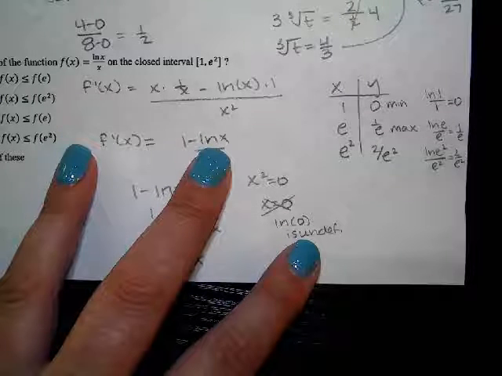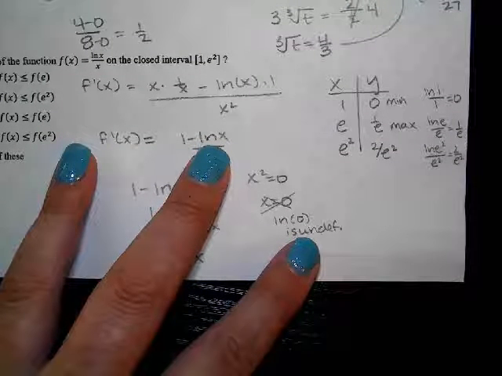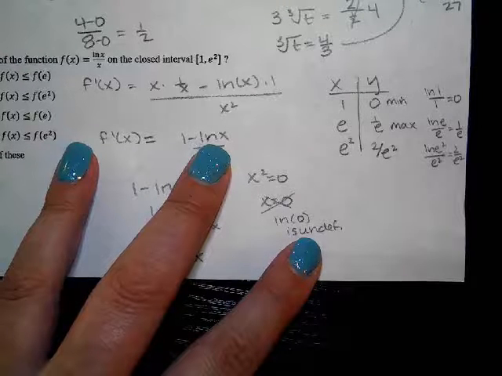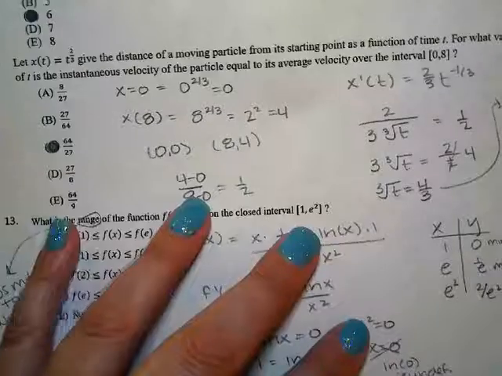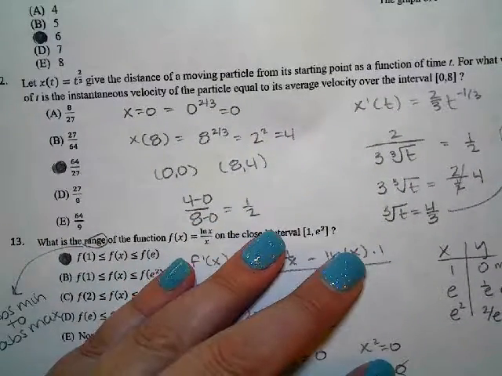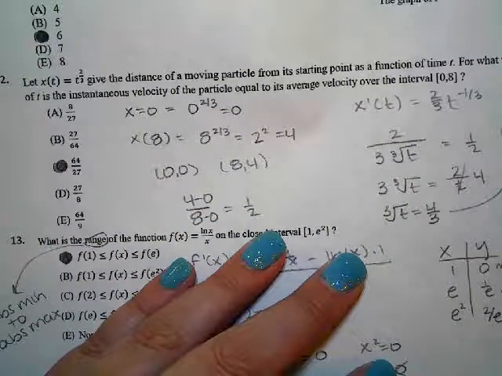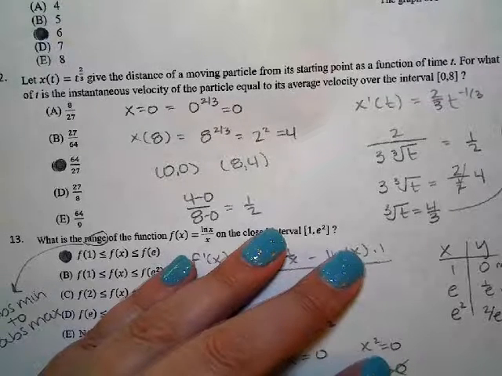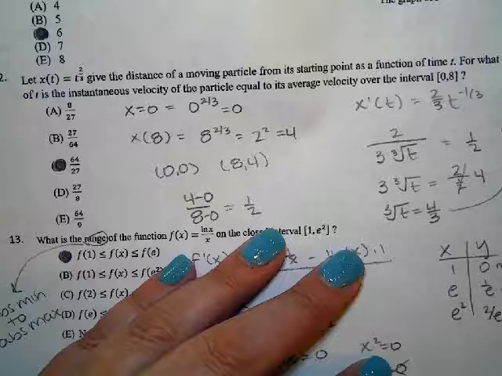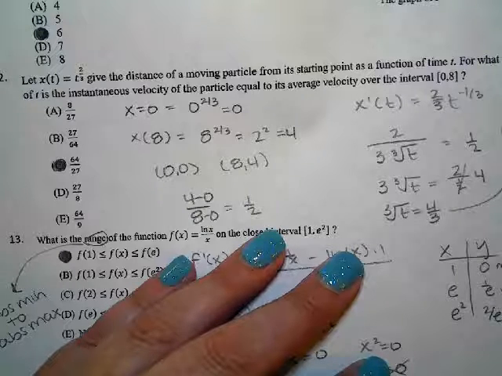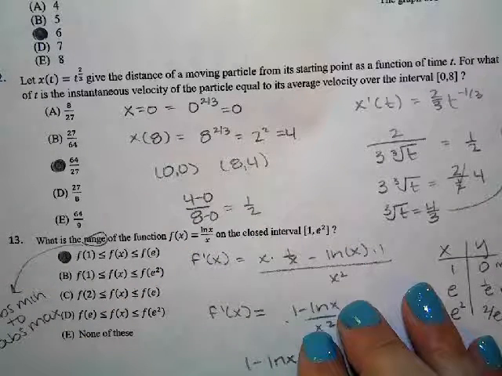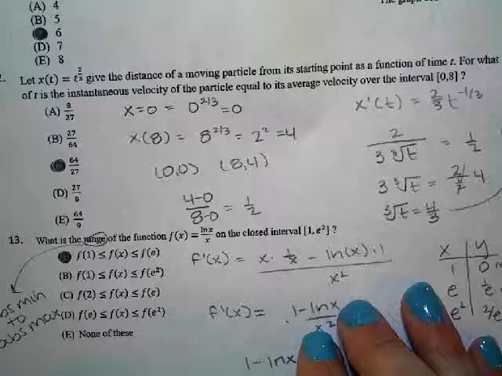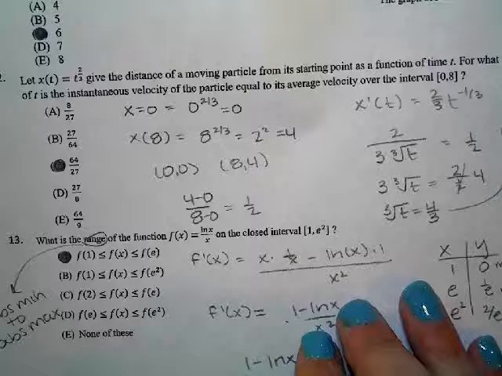All right, t to the 2/3 gives the distance of a moving particle from its starting point as a function of time t. For what value of t is the instantaneous velocity equal to the average velocity? Have you guys noticed they've asked this type of question over and over and over again on different questions? Did you recognize last night, that's actually the mean value theorem? Did anybody recognize that? So you finally figured out why they've asked you this question over and over.